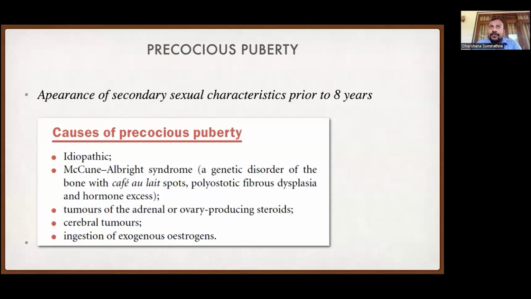Mainly the HPO axis is the issue, and for that we have to rule out the possible causes: maybe some syndromes, or maybe idiopathic. There's a syndrome called McCune-Albright syndrome, which is a genetic disorder. In addition there might be a tumor of the HPO axis, cerebral tumors, or any exogenous or endogenous estrogen. These are the main causes for precocious puberty. As I said earlier, this is not that common.